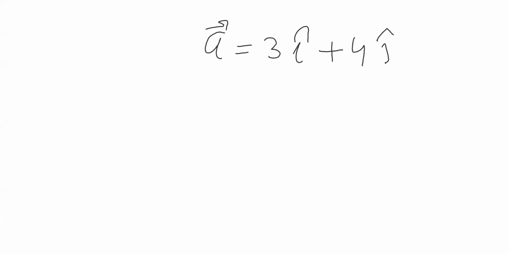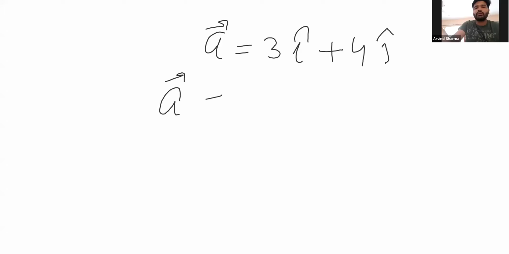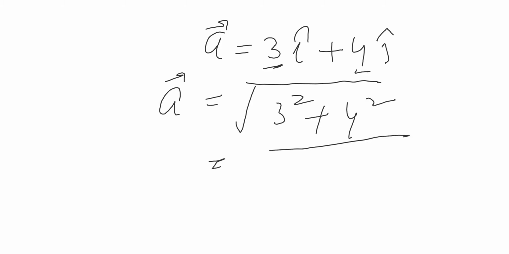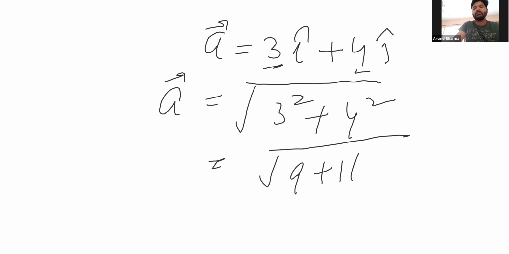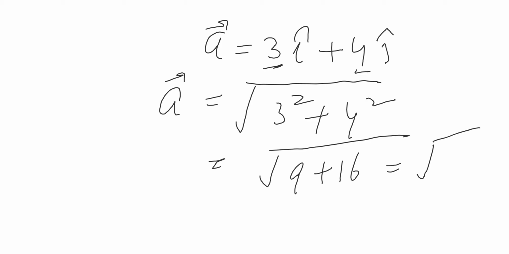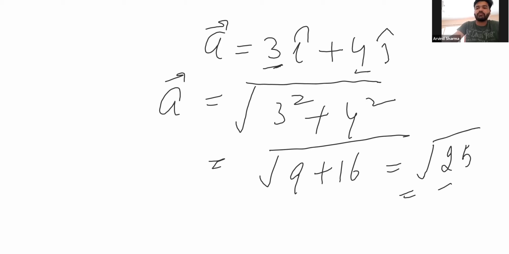So Muhammad, here a vector is given to you like this: a vector is equal to 3i cap plus 4j cap, right? Find out the magnitude of this vector. For the magnitude, we're going to use the distance formula. You can directly take the square root of x square plus y square. So what will you get? You will get 9 plus 16, which is 25. So what is the square root of 25? It's 5, right?